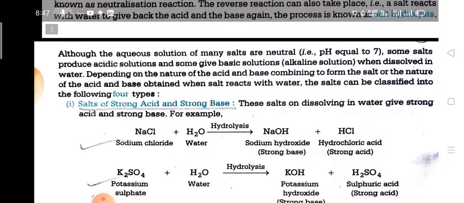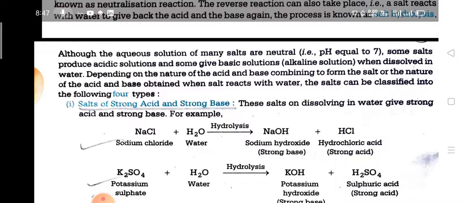Now, although the aqueous solutions of many salts are neutral, that is, pH equal to 7, some salts produce acidic solutions and some give basic solutions when dissolved in water.